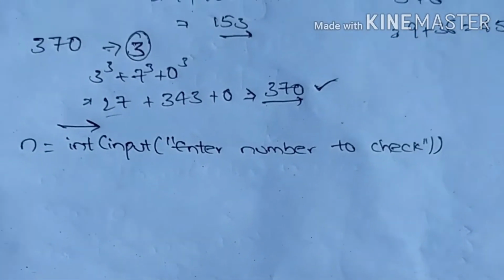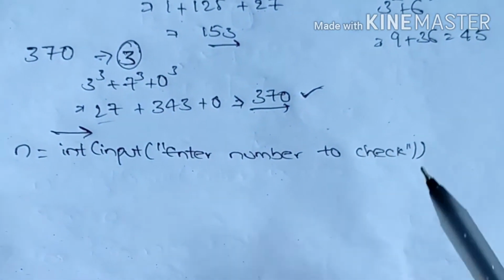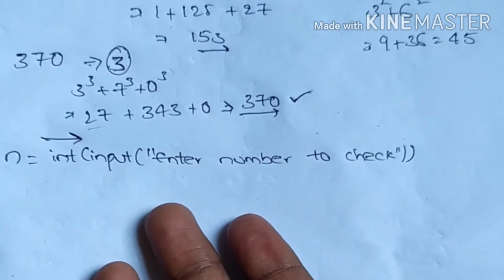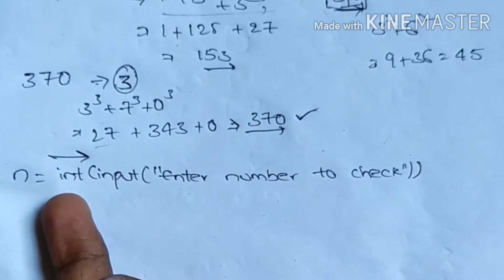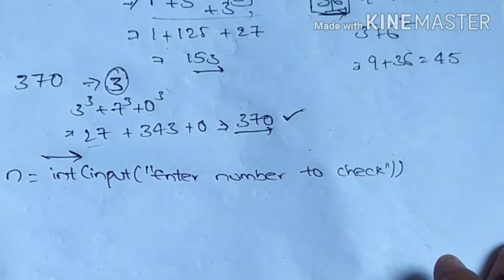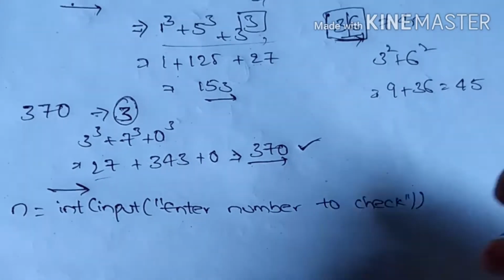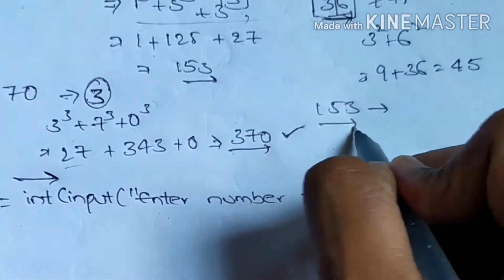Yes, while coming to the point of coding, here we given n equal to int input enter number to check. So the user will enter the number. It will be treated as string. So by mentioning here int, it will be converted into integer. Then we have to know the length of the number. That means here we given 153, right? The length of the numbers will be 3.